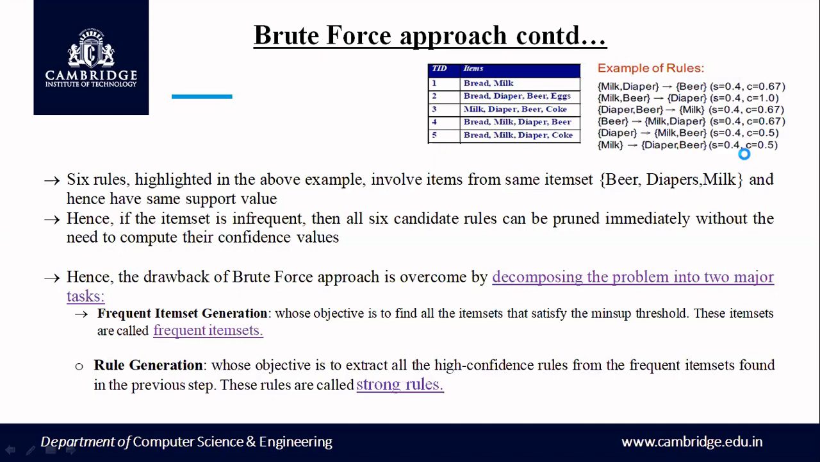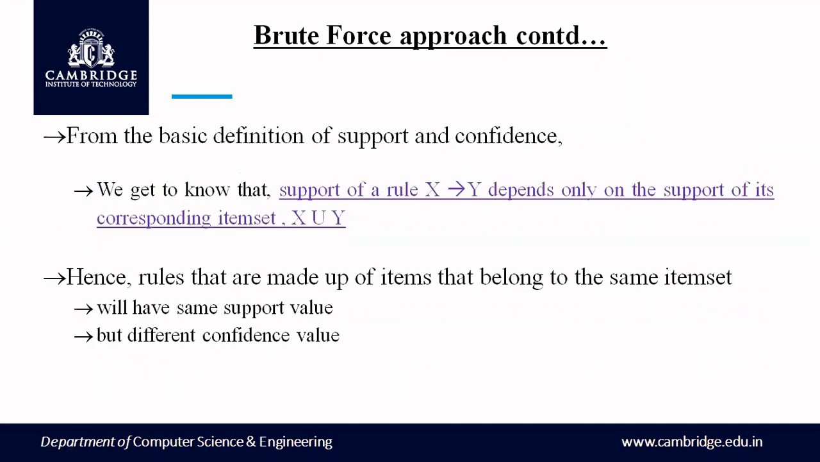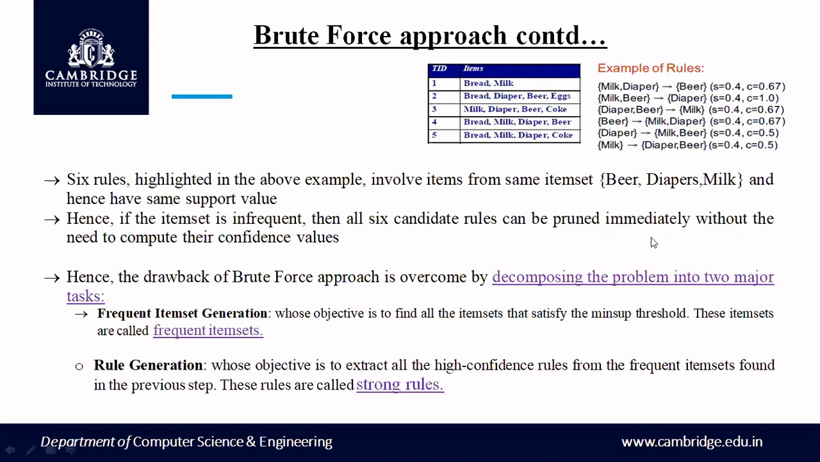I'm just trying to repeat this concept. The support for the rule depends upon the support of the combination of the items. So when I consider a rule with certain items in the LHS and certain items in the RHS, the combination of these items existing in the data set determines the support. If you calculate, you will get to know the support will be 0.4 throughout.